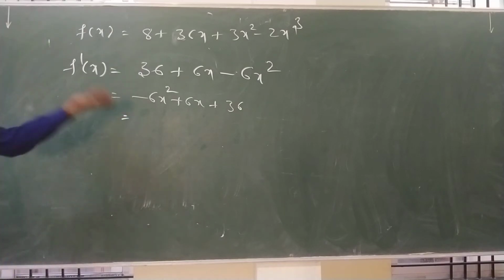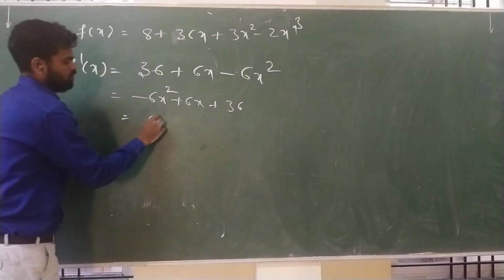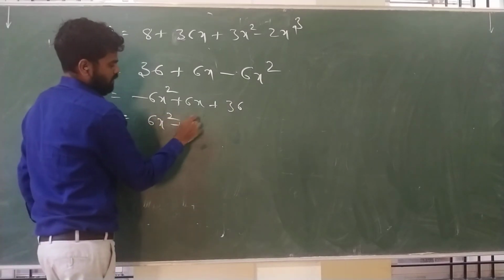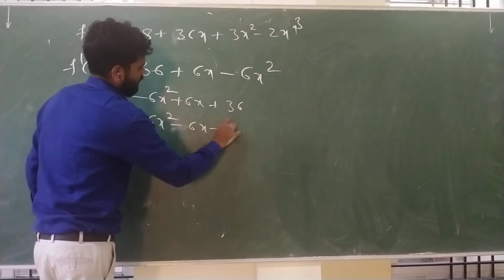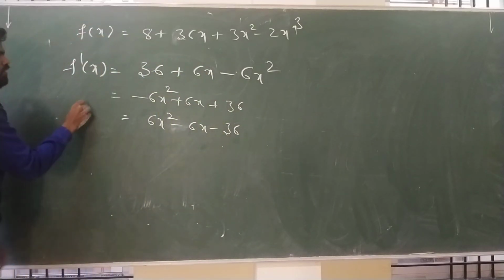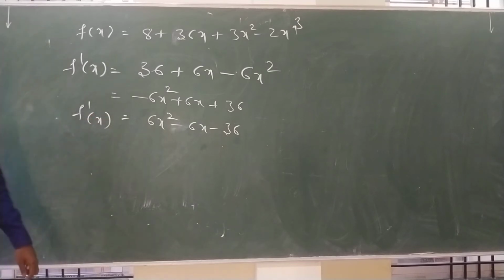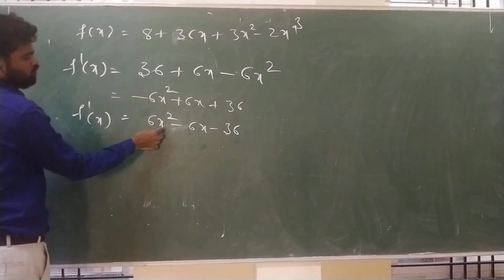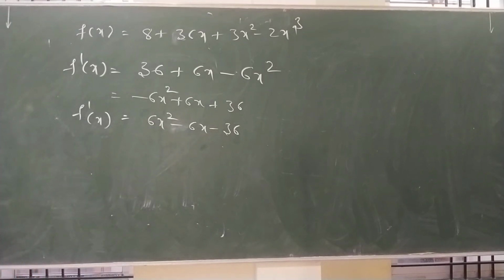Therefore, take a minus common, so 6x square minus 6x minus 36. So this is f dash of x. So first term here we go. The coefficient of x square should be positive. So that minus I take common. So again, 6x square minus 6x minus 36.